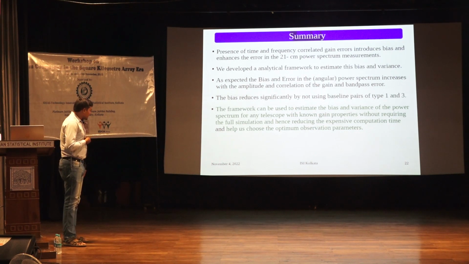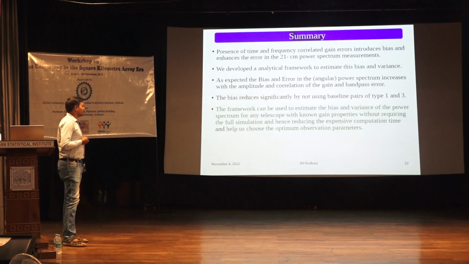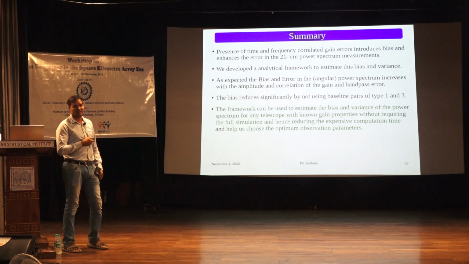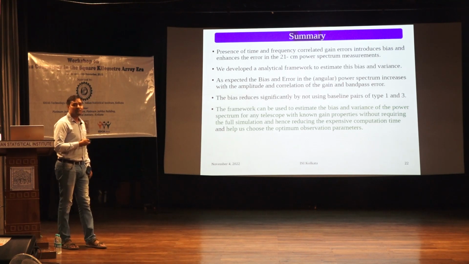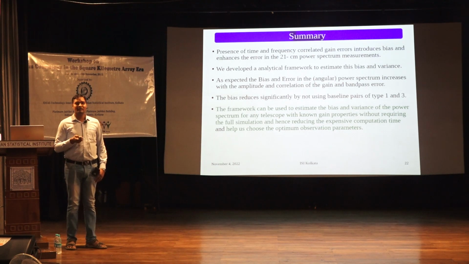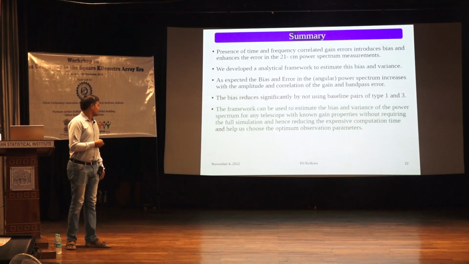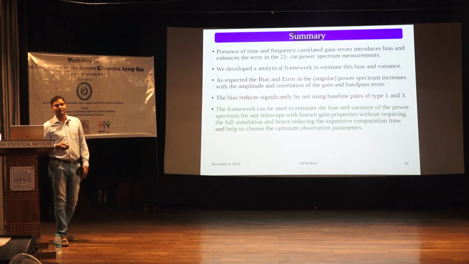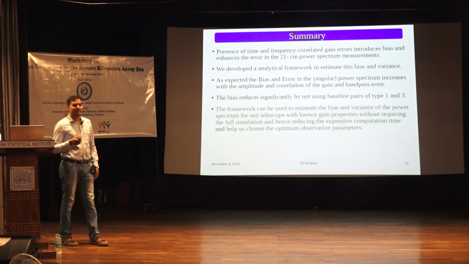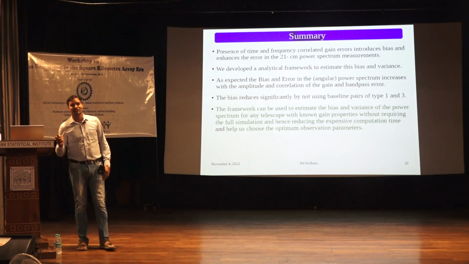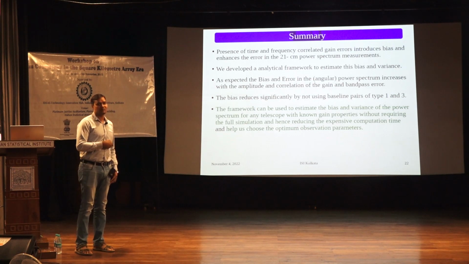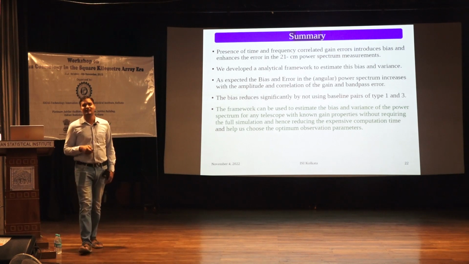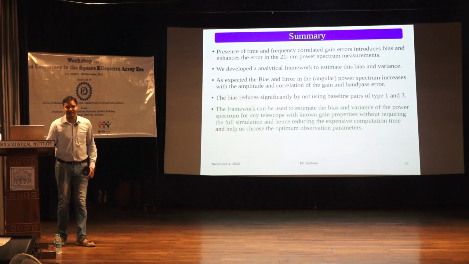Having this, prior to the observation we can estimate this bias and study the other effects of the gain errors without performing the full simulation, which will reduce our computation time. As well as, prior to the observation, we can perform this analysis for that particular telescope and find the optimum observation parameters which we should choose to get better results and avoid these biases and errors. Thanks.